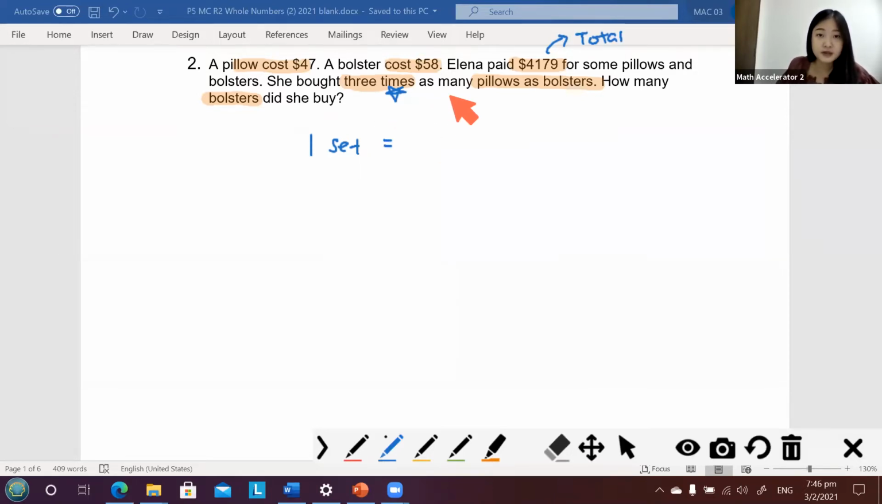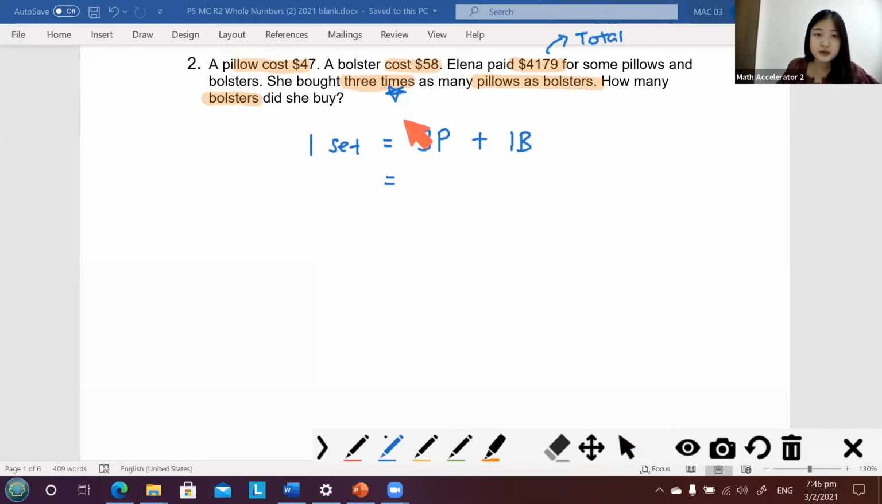So 3 times as many pillows would mean 3 pillows. That's correct. 3 pillows, and you need 1 bolster, because the pillows are 3 times the bolsters. So that's what it means. In one set, you will have 3 P and 1 B.